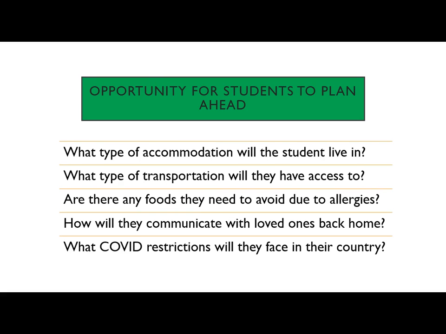The third consideration is in regards to food. Are there any foods they need to avoid due to allergies? Next, we ask them about their communication plan. How will they communicate with loved ones back home? And how often? The last question is concerning COVID. Will they need to quarantine in their country? If so, for how long? These are just a few examples of eventualities that we ask students to consider and make plans based on their particular situation.